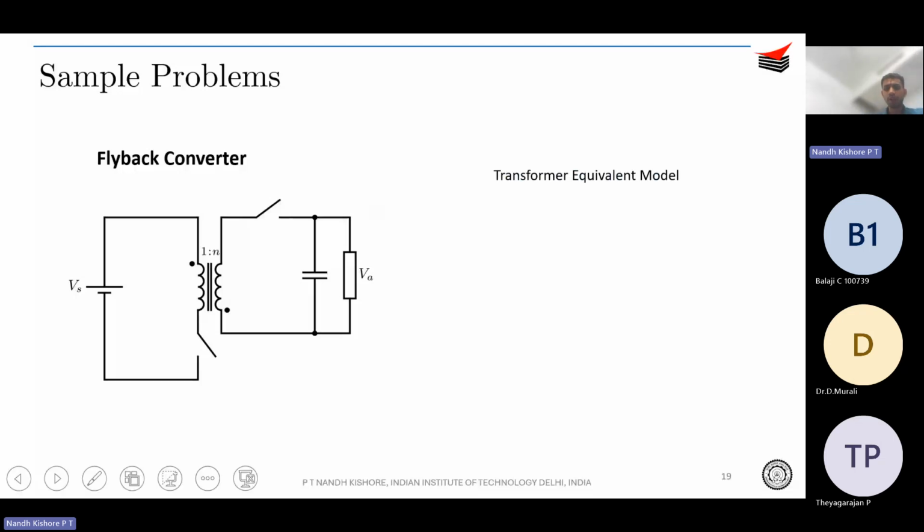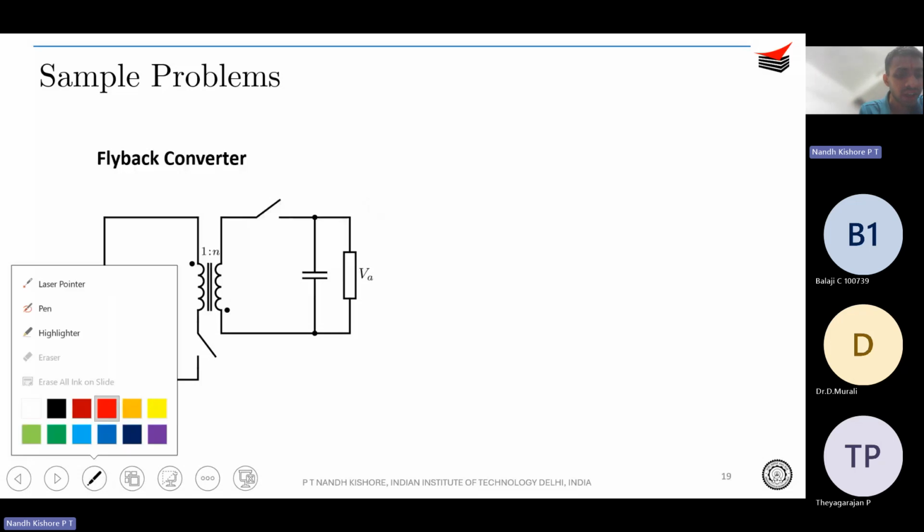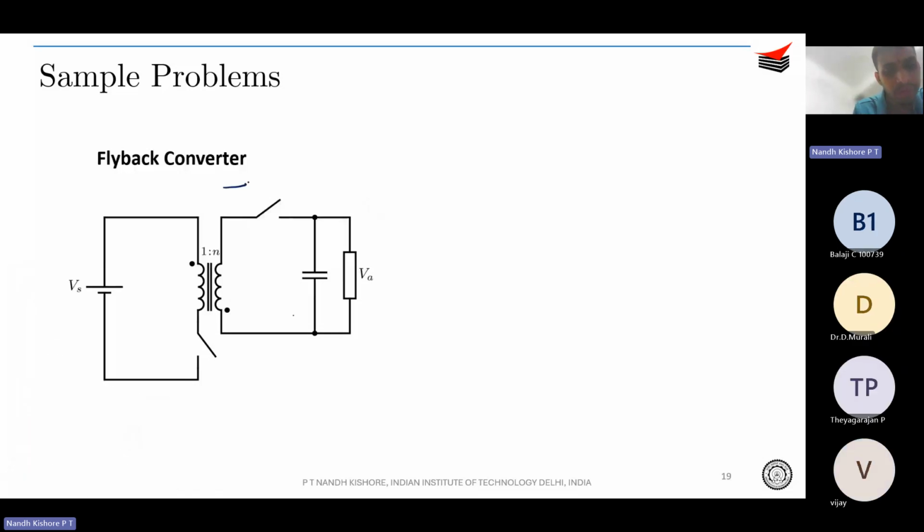So generally what you have is a diode over here, correct? So this will come over here, and over here you have a MOSFET or a BJT. So this is your general flyback converter that you are aware of.